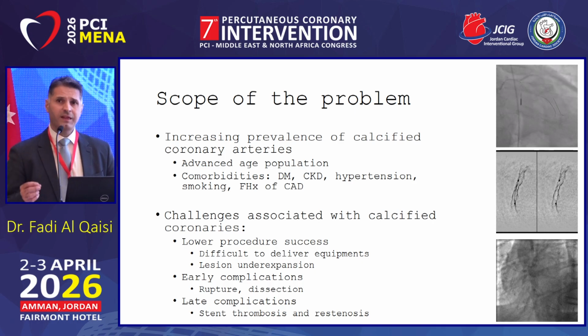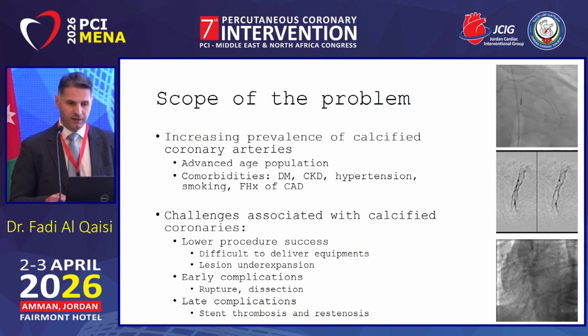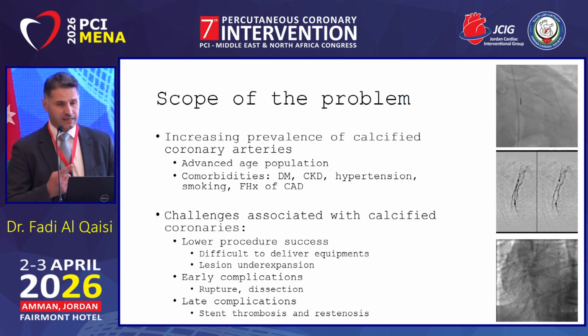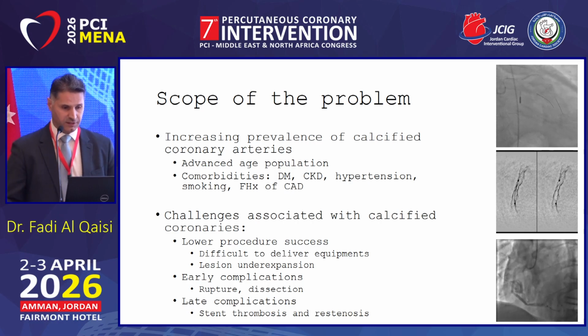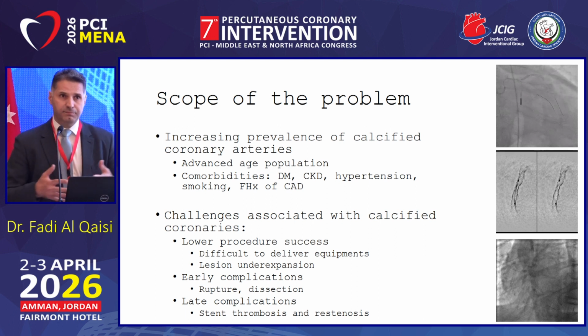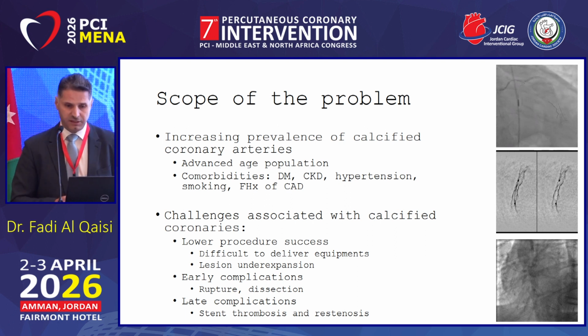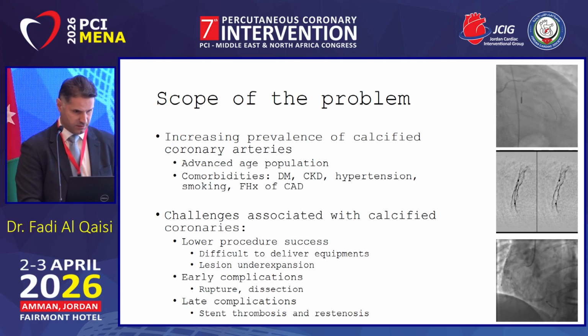Why are calcified lesions challenging, and why do they carry higher risk? First of all, they have lower procedural success. It's difficult to deliver equipment, as shown in the first video. You can see how difficult it is to turn a stent around the angle of the left circumflex artery. It's difficult to expand and break the calcium, and as you see in the picture, with the laser pointer, there we go.